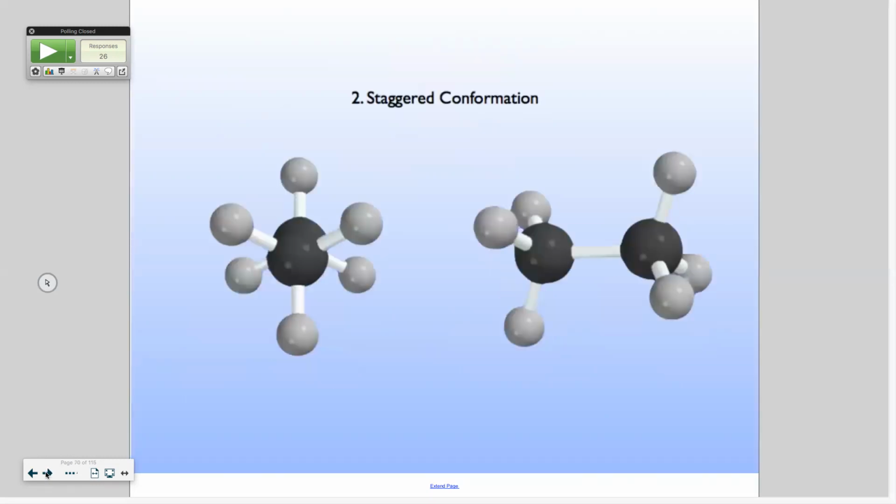All right, so here's the other one. This is the staggered one. Okay, and I'll try to make it exactly match that one. So you'll see that I have, it's every other one. When you look down the CC bond, do you see that you see every one of the hydrogens except the one I'm holding?